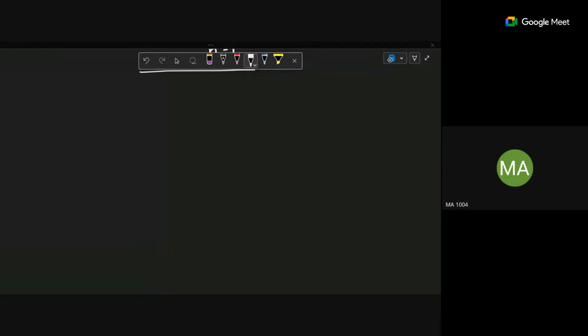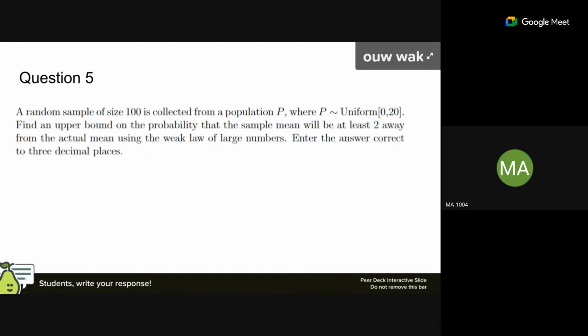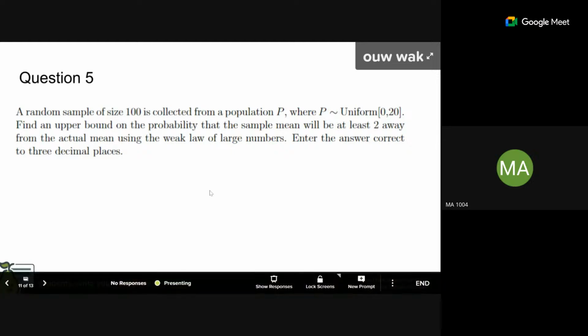Okay, so let's have a last question. This one is the last question for today. A random sample of size 100 is collected from a population P, where P is following uniform distribution 0 to 20. Find the upper bound on the probability that the sample mean will be at least 2 away from the actual mean using the weak law of large numbers. Enter the answer correct up to 3 decimals.